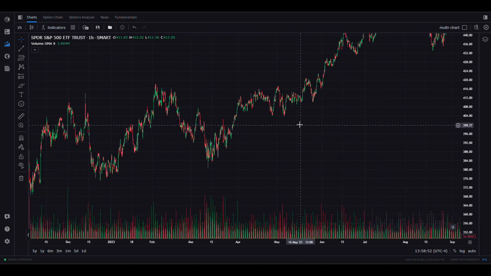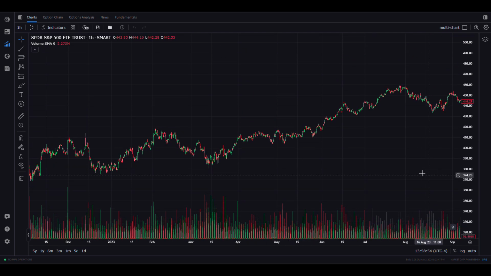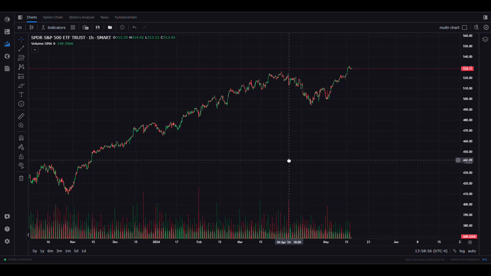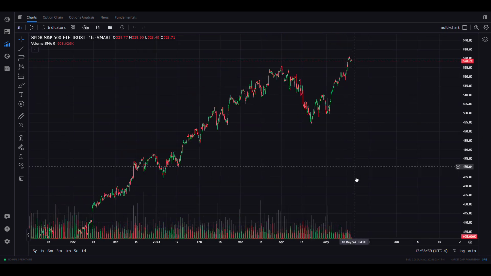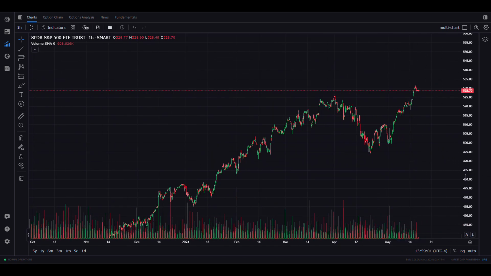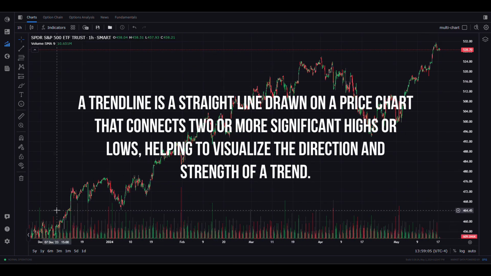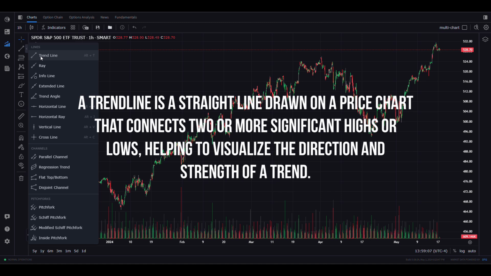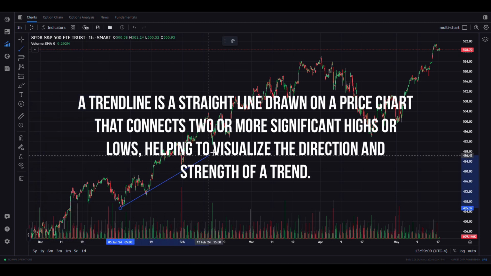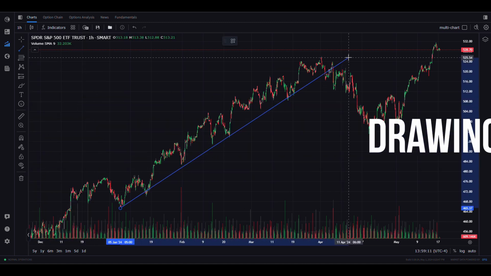Recognizing trends. So how can we determine whether a market is trending? Trends can be identified visually by examining price charts and looking for patterns of higher highs and higher lows in uptrends or lower highs and lower lows in downtrends. A trend line is a straight line drawn on a price chart that connects two or more significant highs or lows, helping to visualize the direction and strength of a trend.